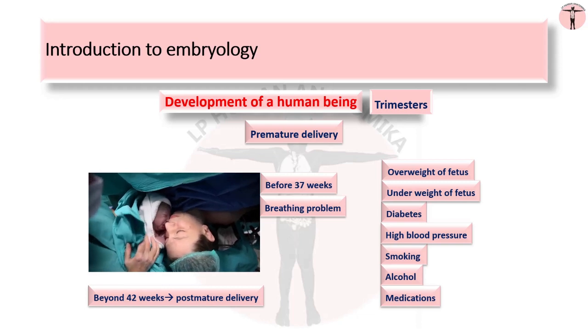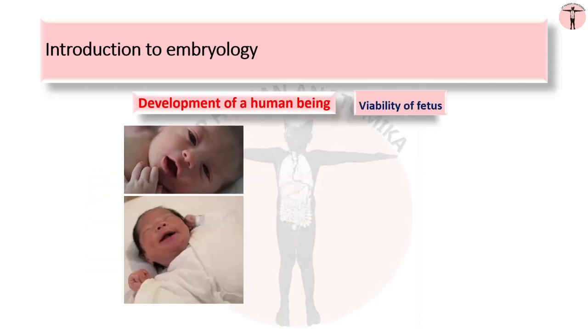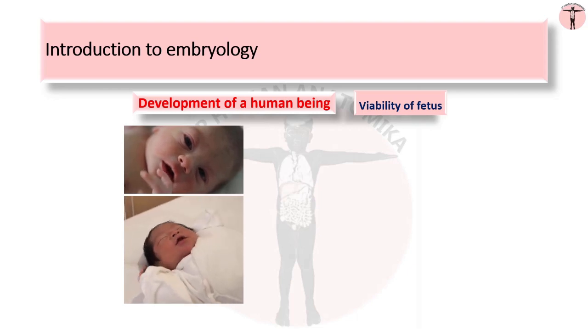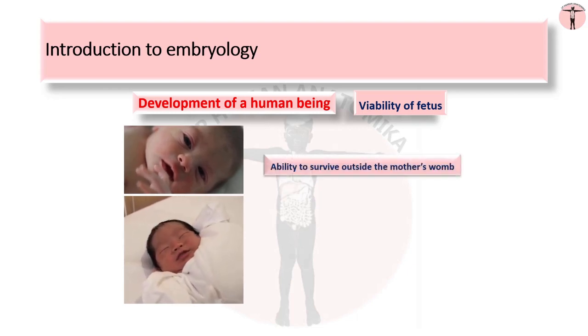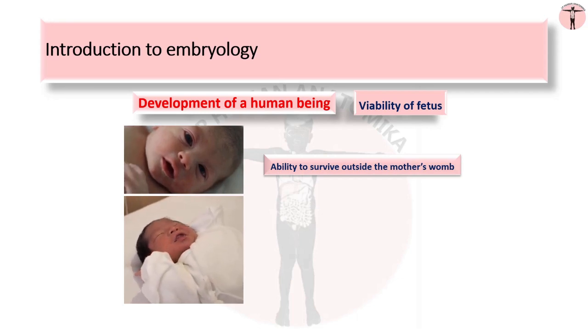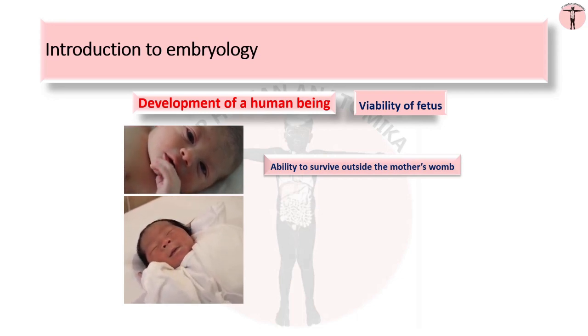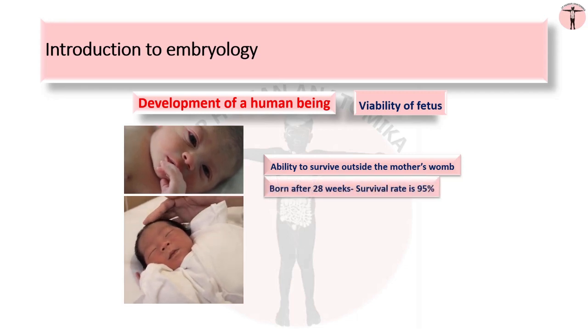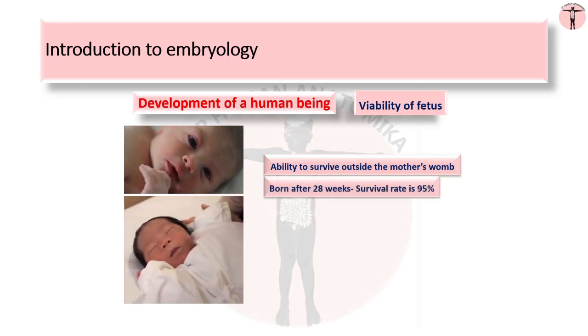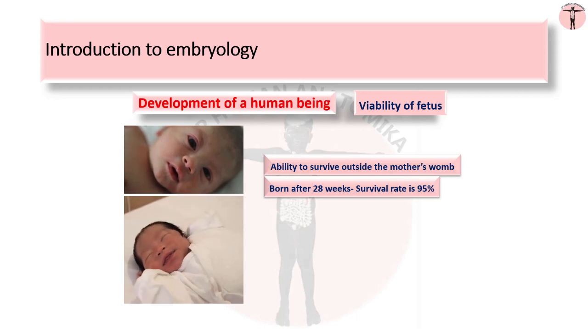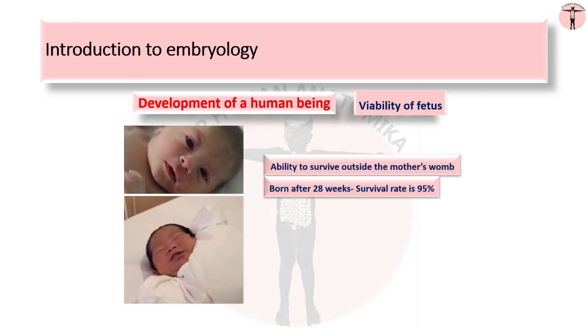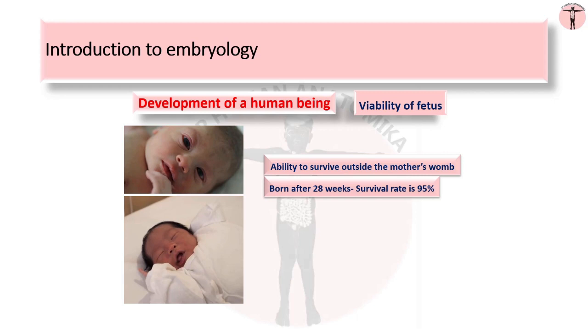Now let us see what is the fetal viability or the viability of the fetus. Viability of fetus is the ability of the fetus to survive outside the uterus or the mother's womb. The chances of viability of fetus increases if it is born after 28 weeks gestation. There are chances of more than 95% of babies to survive.